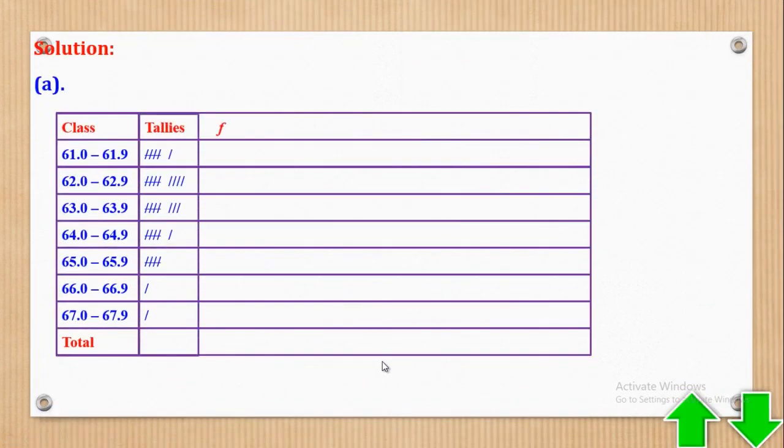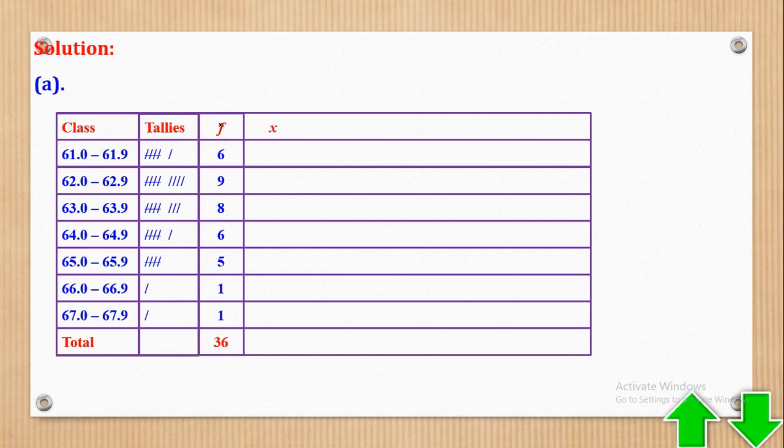So next is the column of frequency. Frequency will come from these tallies. So this one was 6, so you come and put 6 there. This one was 9, 8, 6, 5, 1, 1. So when I add all these ones, I'll come up with 36.